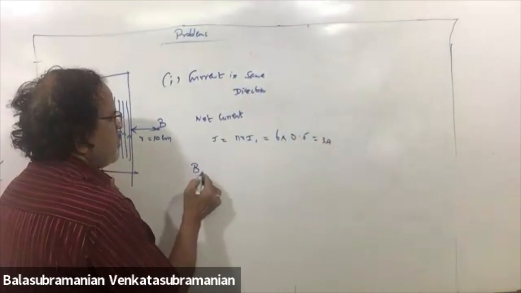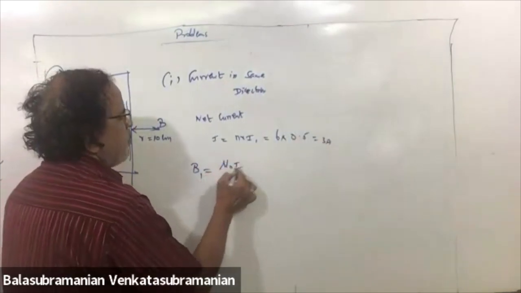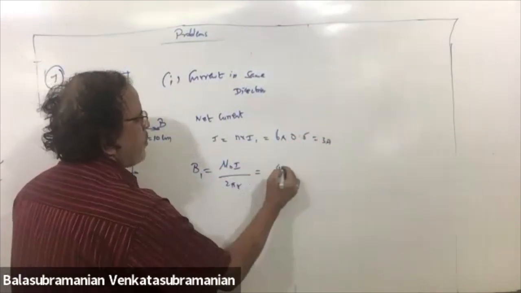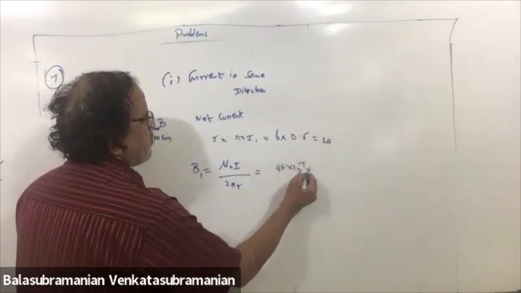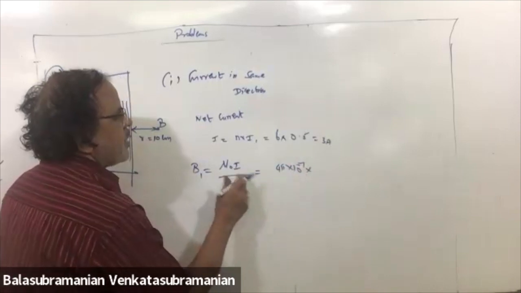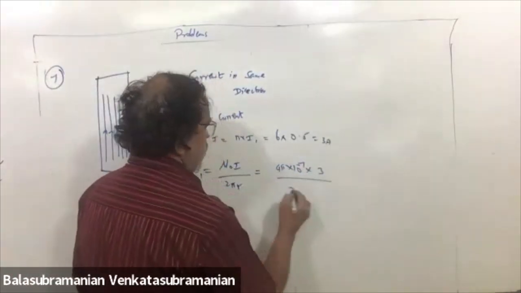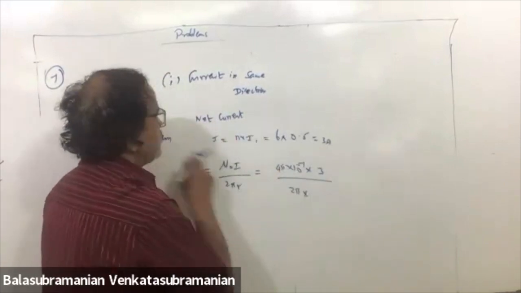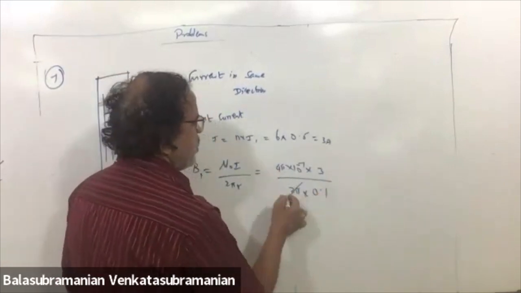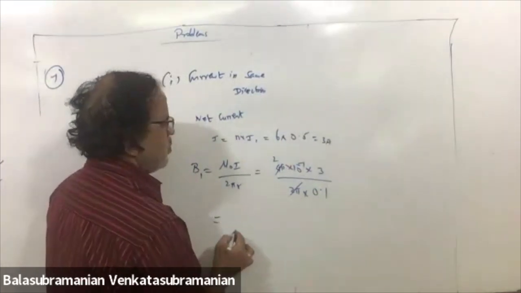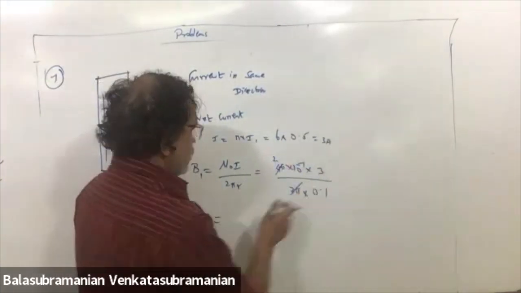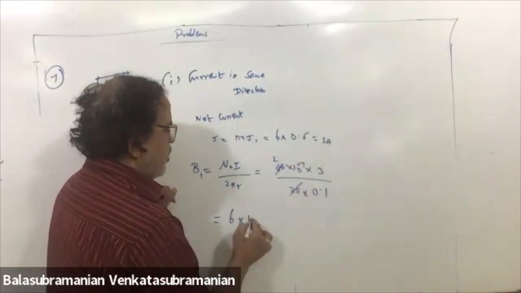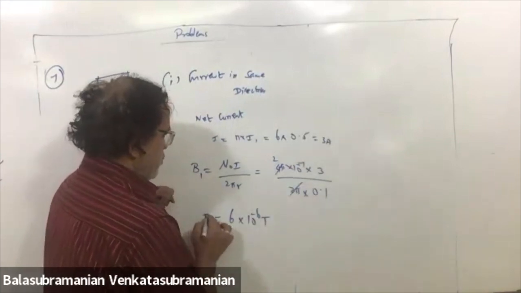So B1 is equal to mu naught I by 2 pi r. 4 pi into 10 power minus 7, current here is 3 ampere, by 2 pi into r, which is 10 centimeter, that is 0.1. 2 into 3, 6. 0.1 is 1 by 10. So it will become 6 into 10 power minus 6 Tesla.